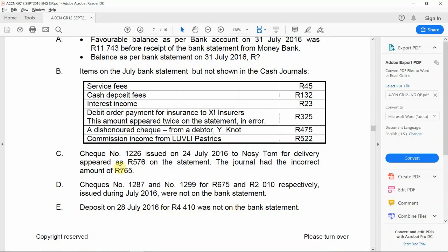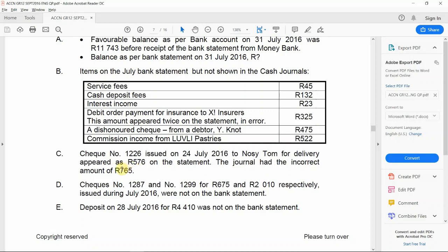So let's systematically move on to point C. Check number 1226 issued on 24 July 2016 to Nosy Tom for delivery appeared as 576 Rand on the statement. The journal had the incorrect amount of 765. So we made an error on our side. The statement is correct, so our amount was too high. It's a check, so it would appear in our cash payments journal. So we have a too high amount in the cash payments journal.